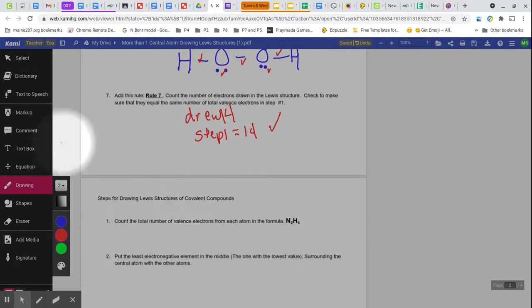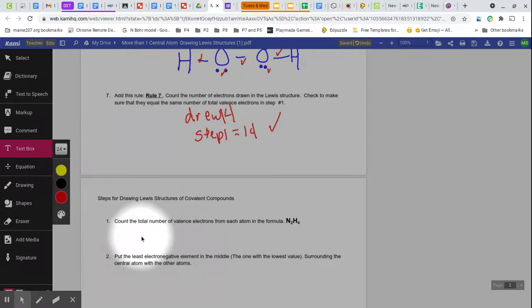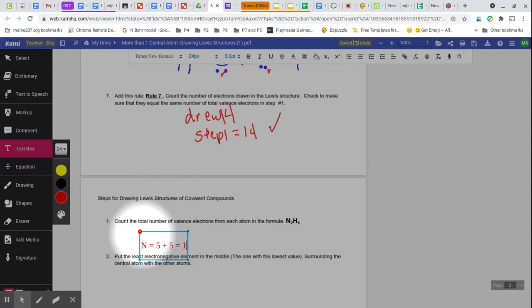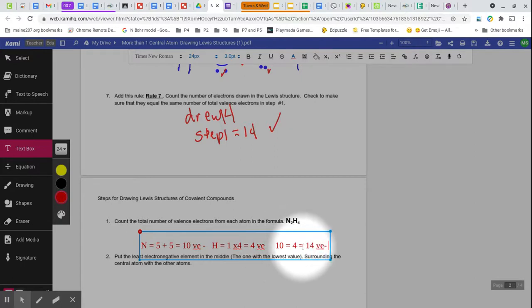Let's try another one. Counting the total number of electrons in N2H4. So N is in group 5, so it has 5 valence electrons, but there's 2 of them. So now I have a total of 10 valence electrons from nitrogen. But I also have hydrogen, okay? So hydrogen has 1 valence electron, but there's 4 of them. So that means times 4, there are 4 valence electrons, okay? And therefore, 10 plus 4, again, gives us 14 valence electrons.